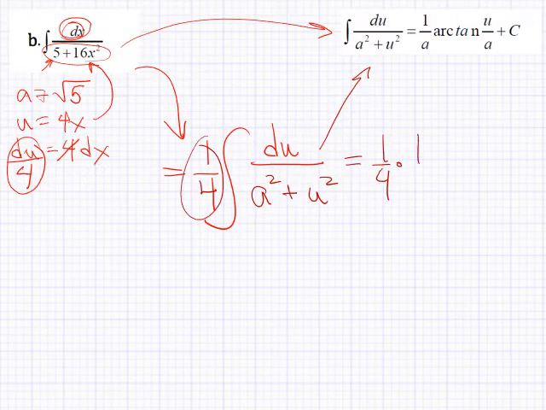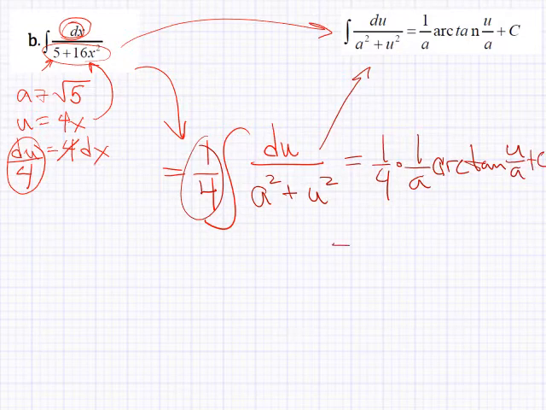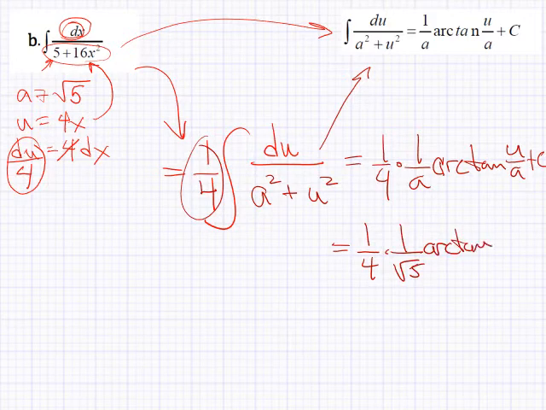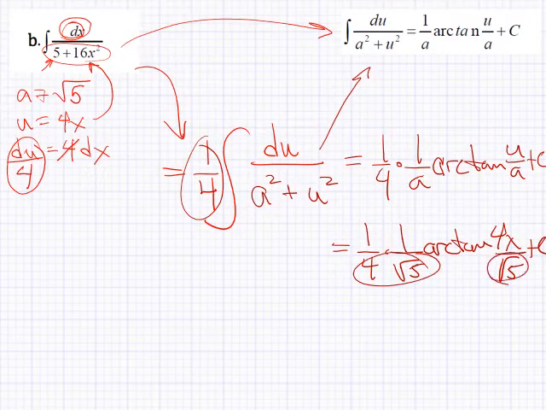Well, the integral should be 1 over a arctan of u over a plus c. Again, where a was square root of 5 and u was 4x, I get 1/4 times 1 over the square root of 5 arctan of 4x over the square root of 5 plus c. Now this square root of 5 in the denominator here and here, totally fine. You can just leave it.